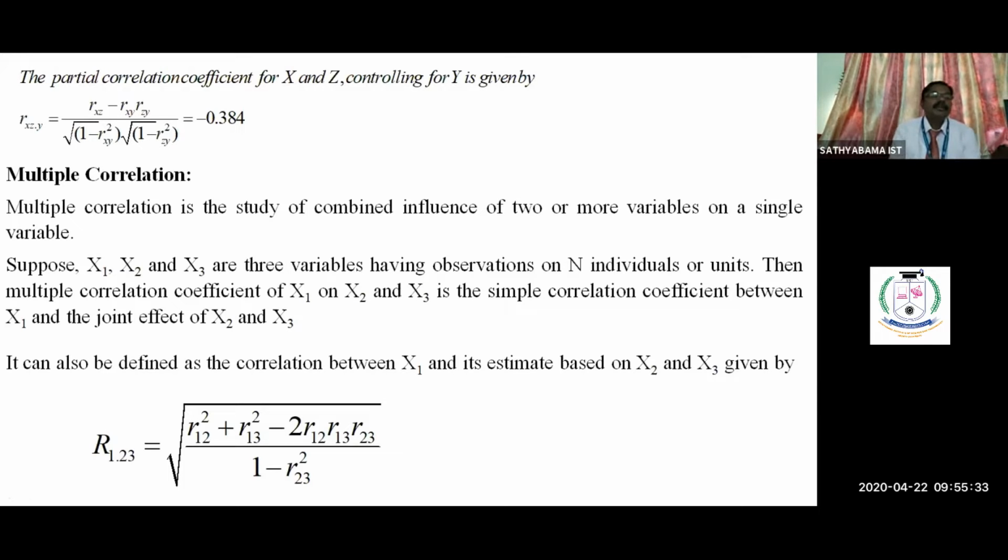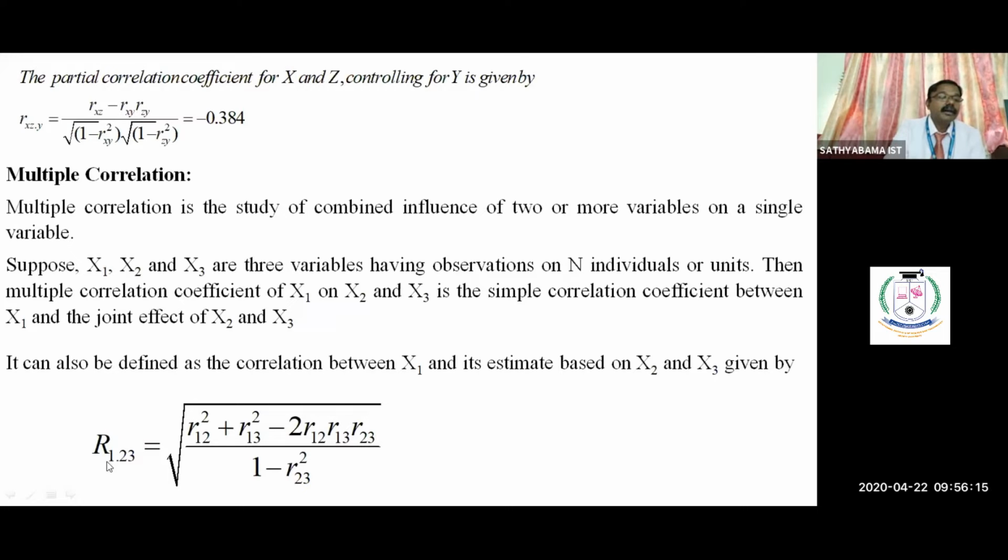Then we go for the multiple correlation. Multiple correlation is a study of the combined influence of two or more variables on a single variable. Here we have considered x1, x2, x3 as the three variables with observations. Then the multiple correlation coefficient of x1 on x2 and x3 is given by R1.23, the effect of x2 and x3 on variable x1.